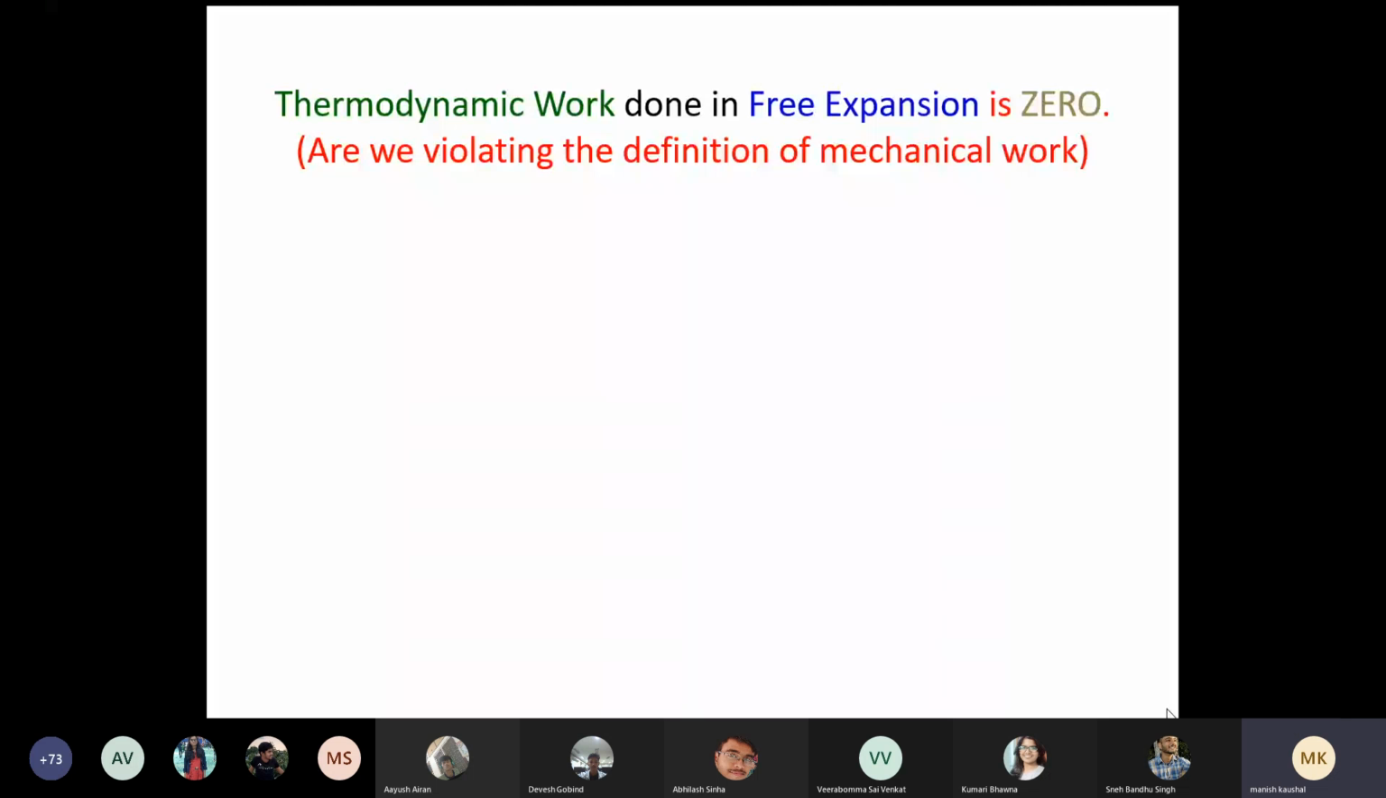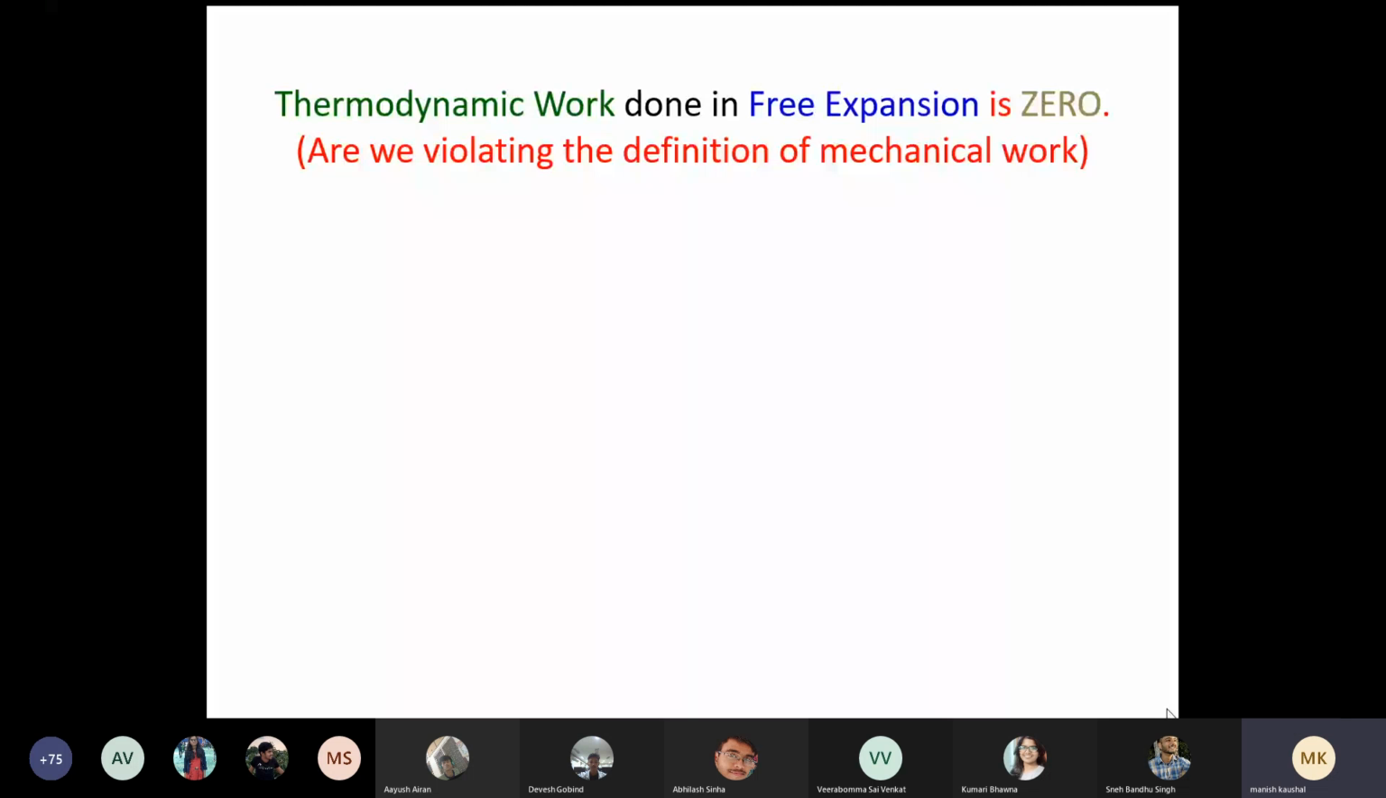One can always argue that if there is a force and if there is a displacement, then from a mechanical engineering point of view, or the mechanics which we studied earlier in our school days, force into displacement should be some work, right? So why do we say that thermodynamic work done in free expansion is 0? Now see what picture we generally have in our mind: a piston fitted in a cylinder, and this piston is moving against nothing, against vacuum.